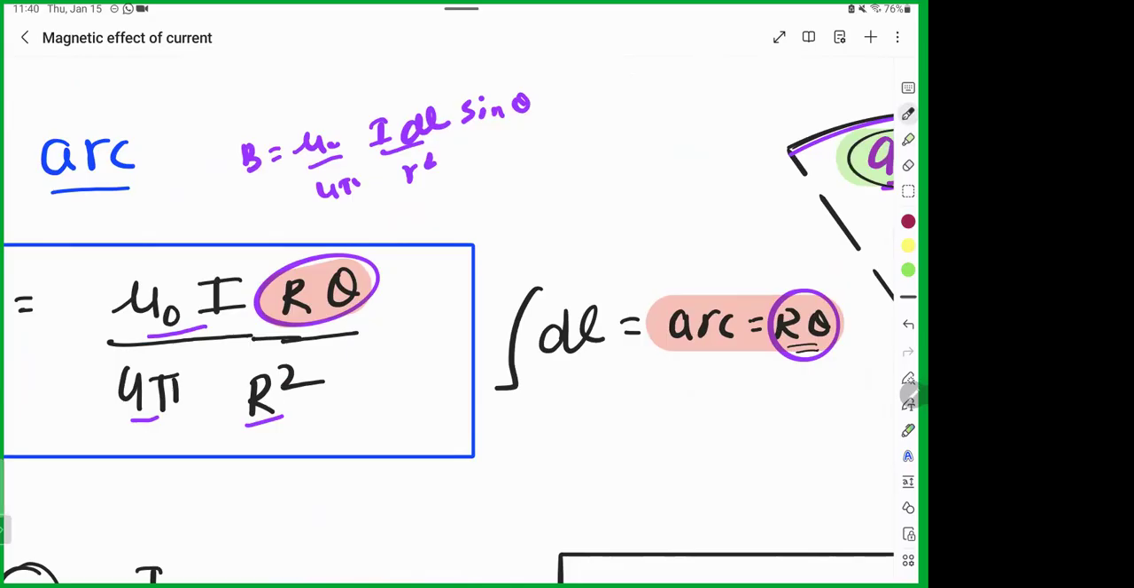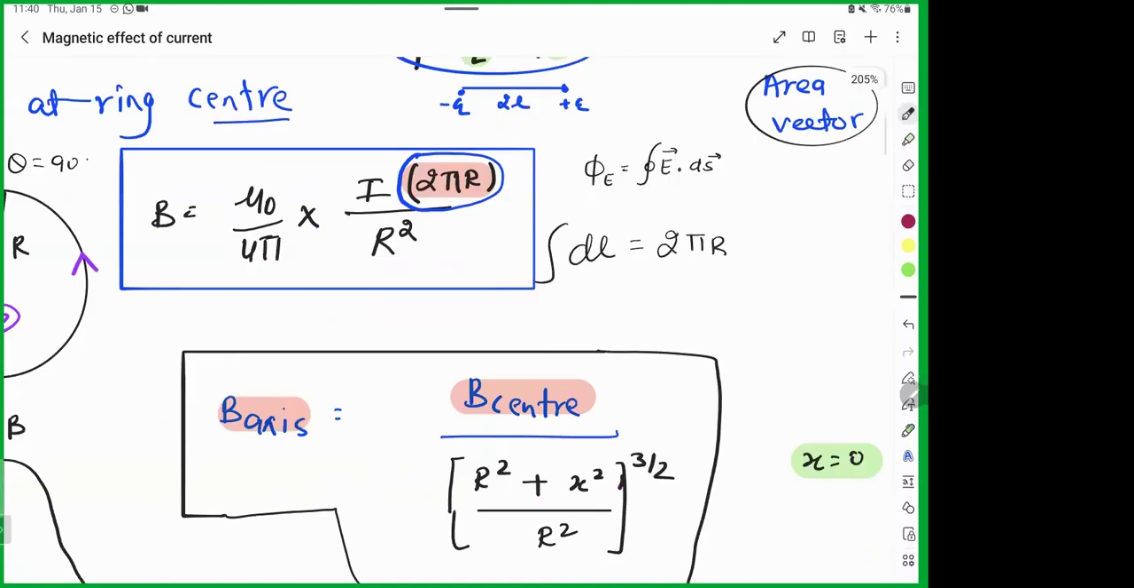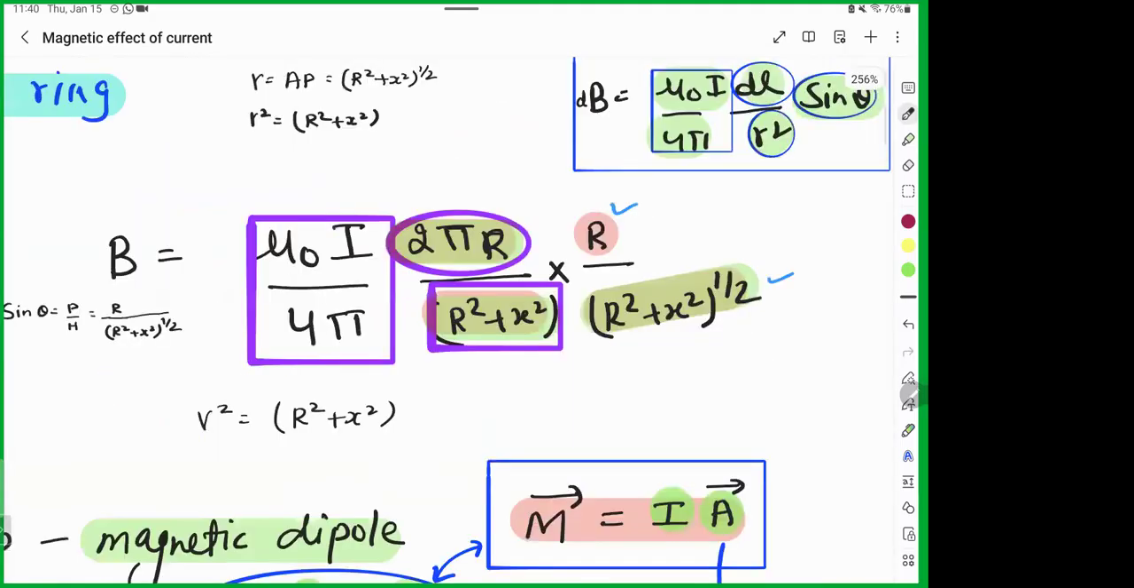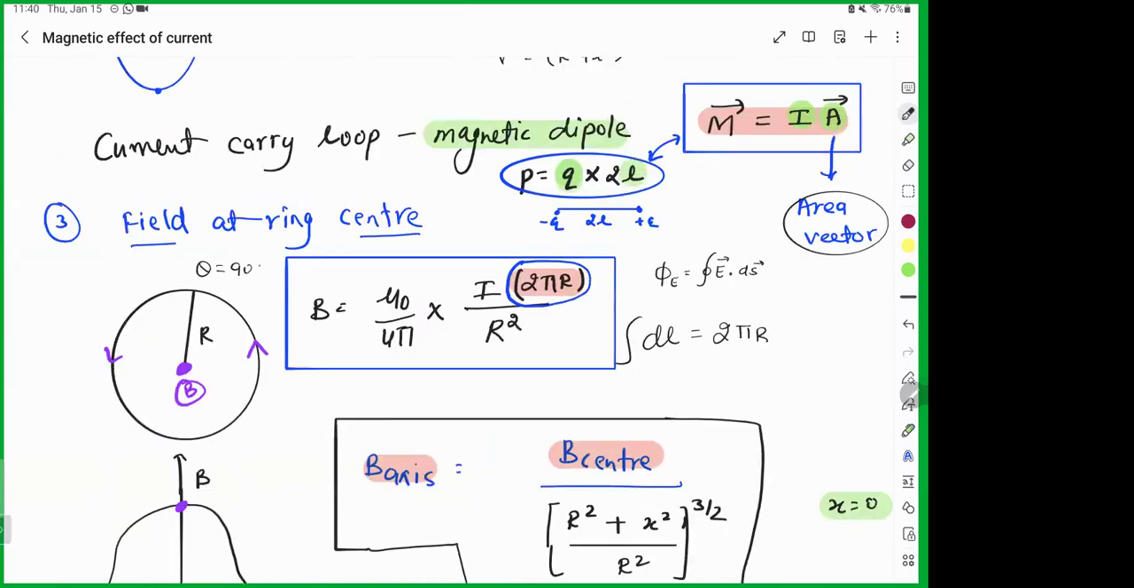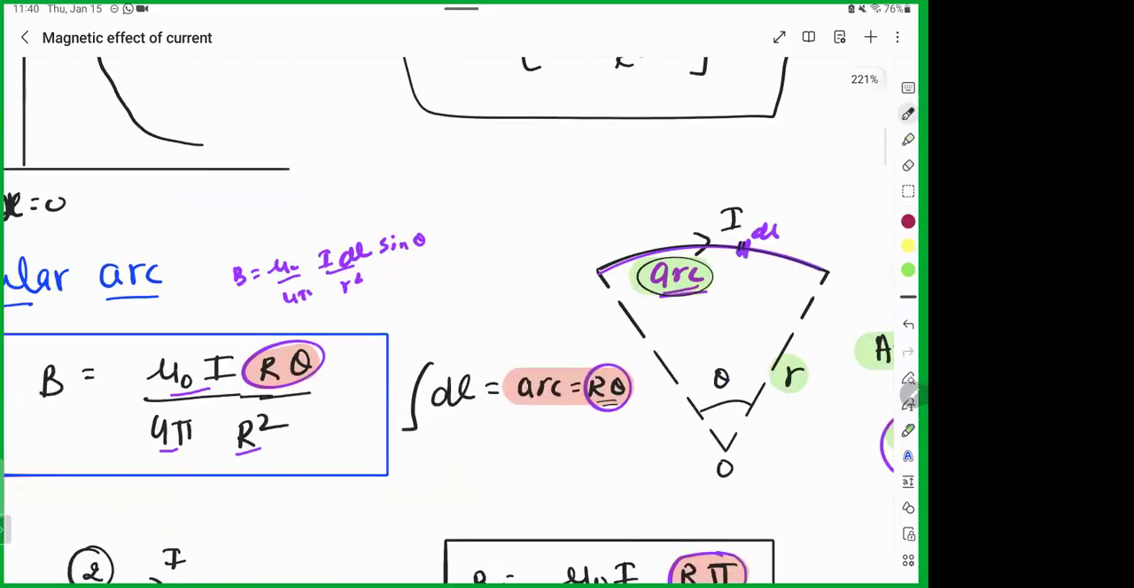Don't solve it completely, just keep it like this. I didn't solve it further. I just wrote the value of dl, r square, and sine theta. Same here, when I was calculating at the center, I wrote the dl integration, with no further calculation. When I'm doing it for the circular arc, I am just writing the dl value as r theta. Make sense, guys? Any doubt? No, sir.